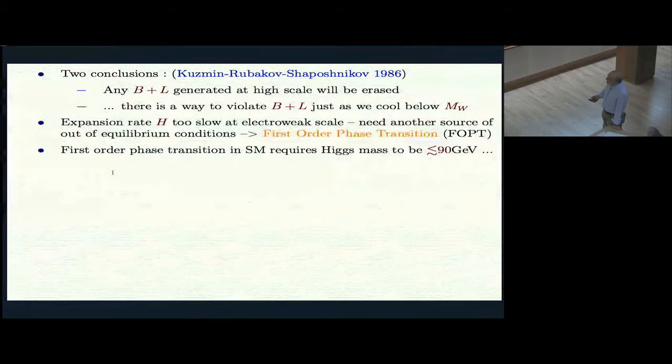And the story, however, was that in the 90s it became clear that the first order phase transition in the standard model would require the Higgs to have mass less than 90 GeV. And at that time the Higgs was not discovered, so people had the carrot hanging before them for quite a while.